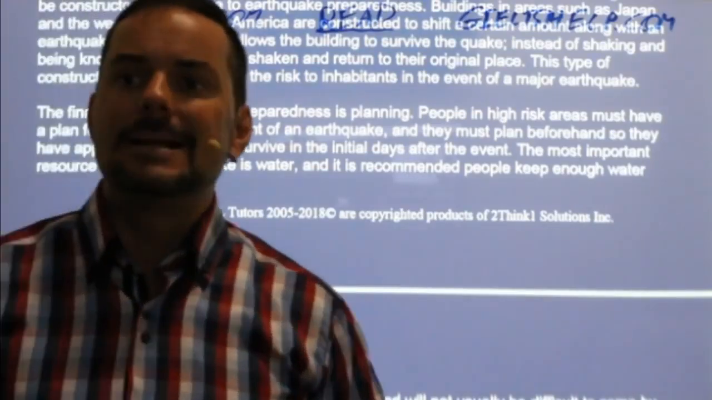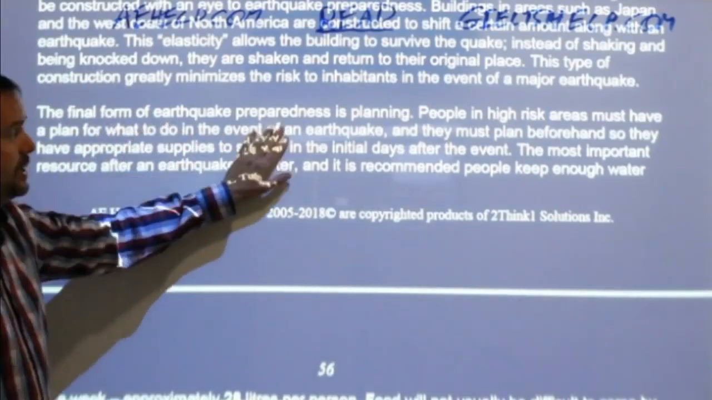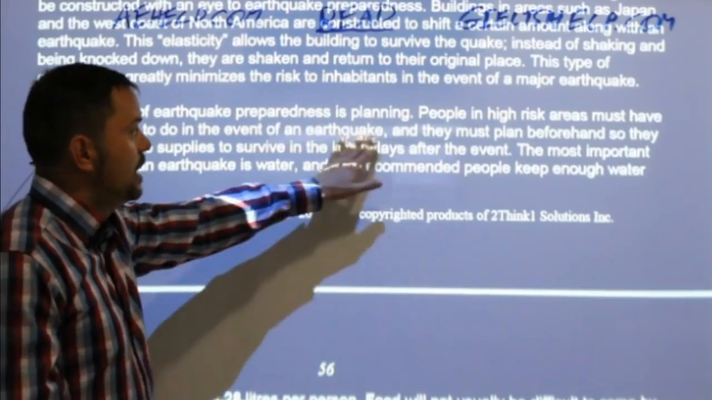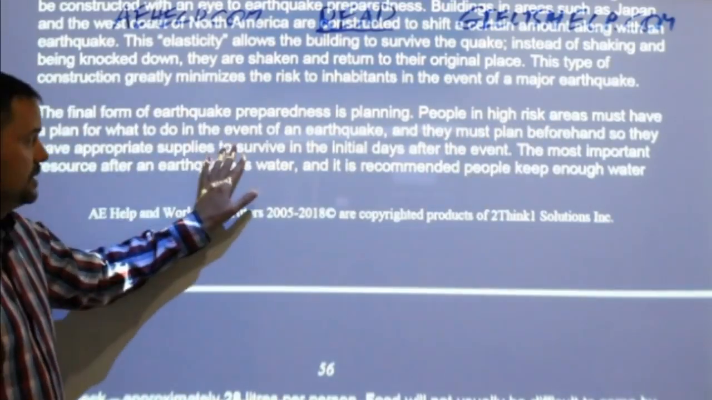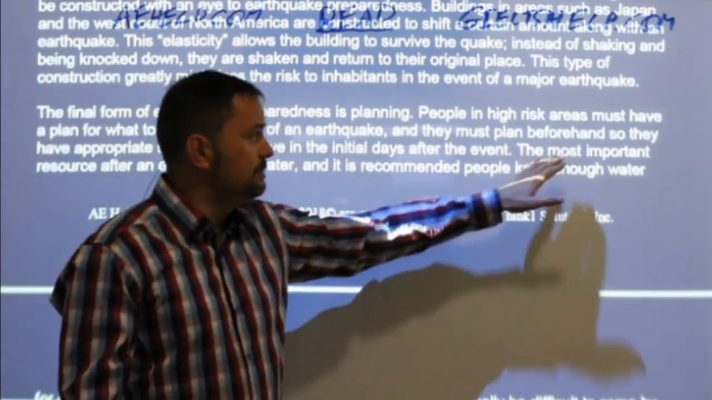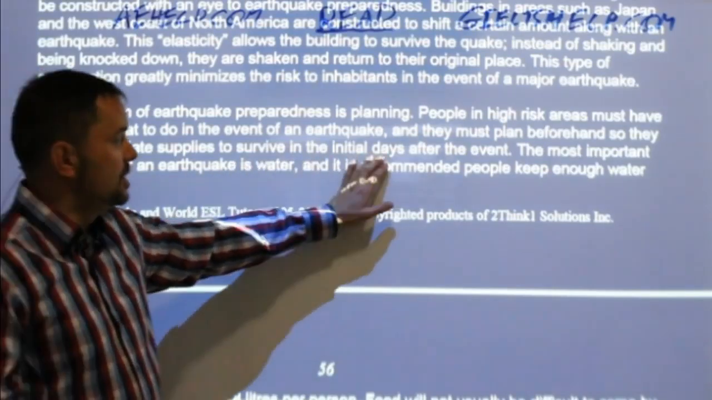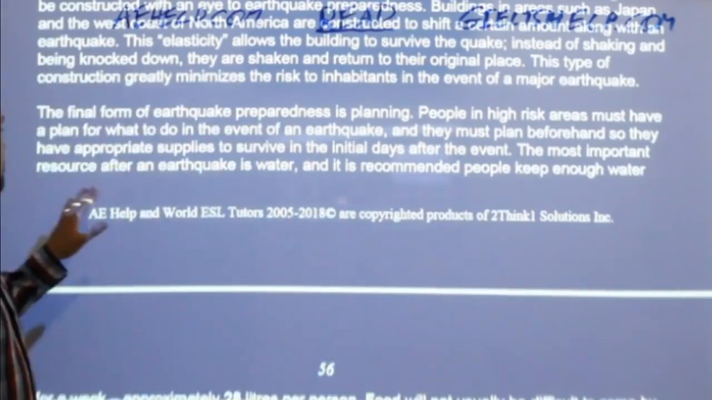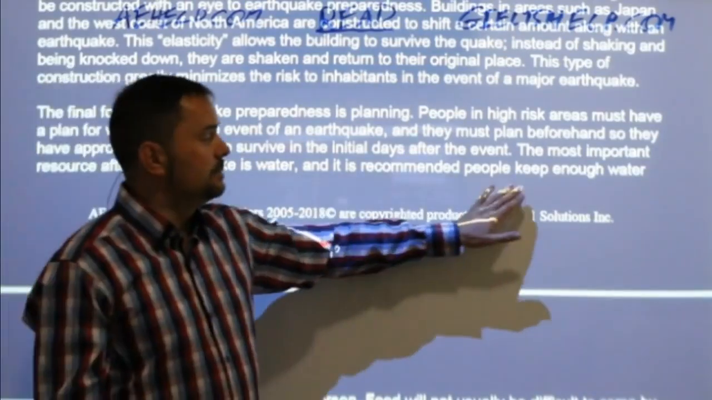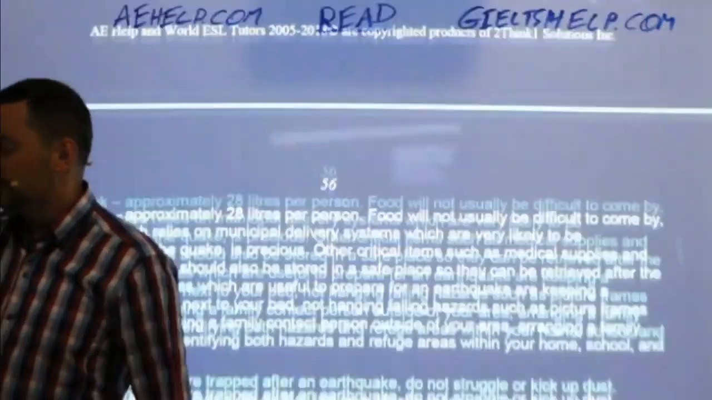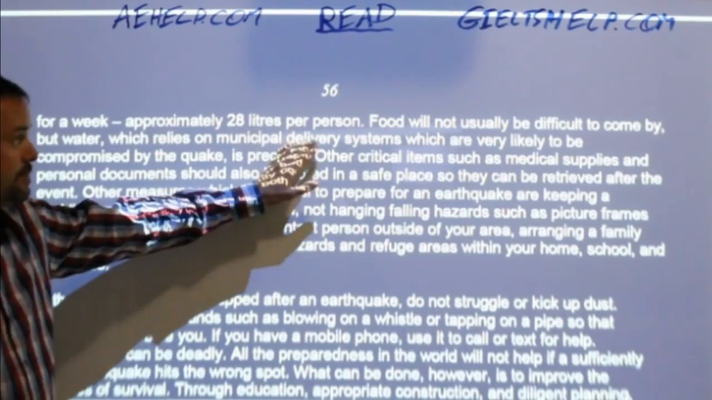So let's plan, okay? The final form of earthquake preparedness is planning. Look at that. People in high-risk areas must have a plan for what to do in the event of an earthquake. And they must plan beforehand so they have appropriate supplies to survive in the initial days after the event. The most important resource after an earthquake is water. And it is recommended people keep enough water for a week, approximately 28 liters per person.